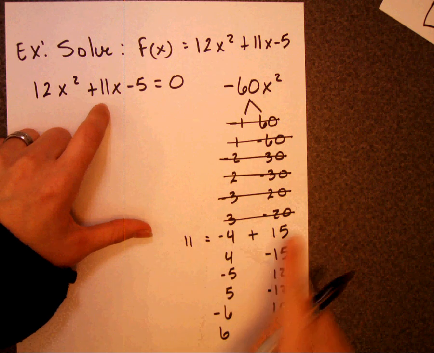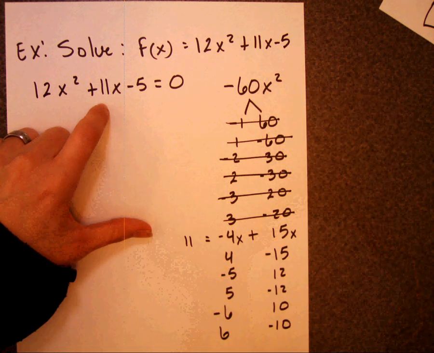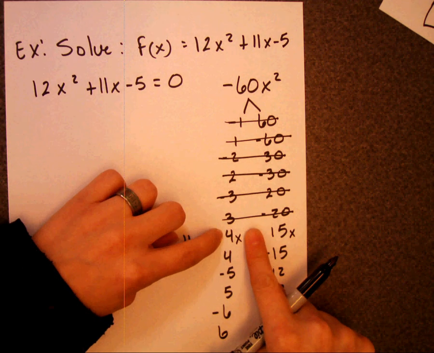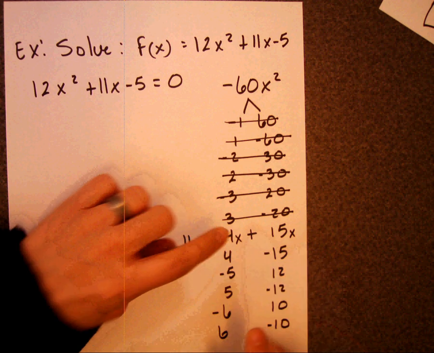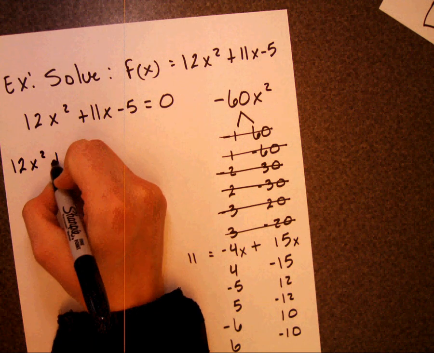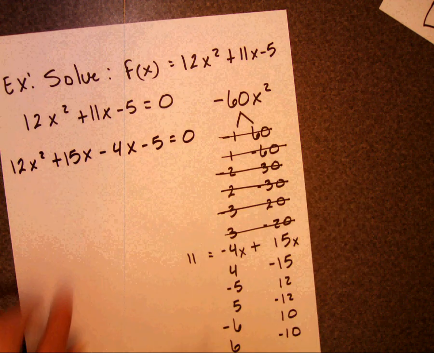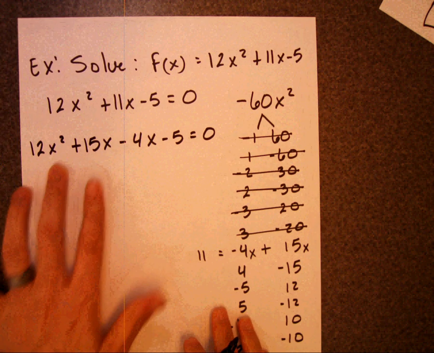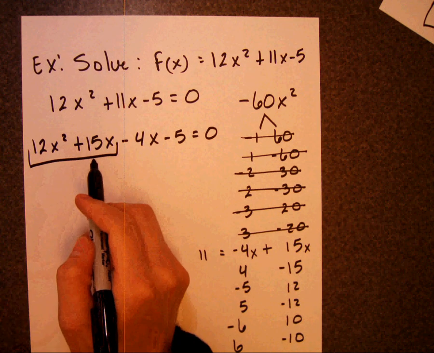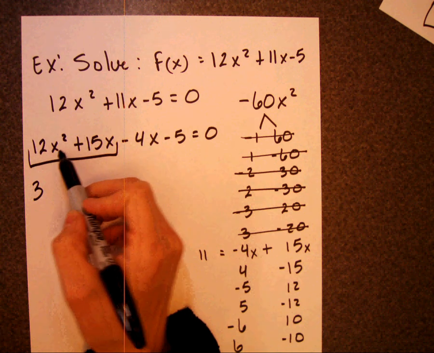Remember, I have the x squared, so this is negative 4x and positive 15x. And I want to take the larger value. Don't look at the signs, just the numbers themselves. The bigger one will go first. So I'm going to rewrite this as 12x squared. The bigger number is 15, so plus 15x, minus 4x, minus 5 equals 0. And I'm going to look at the first two terms at what they have in common. I'm going to look at the numbers and then the letters. 12 and 15 are both divisible by 3, so I'll pull a 3 out. This has x squared is 2 x's, x is 1 x, so I can pull a single x out.